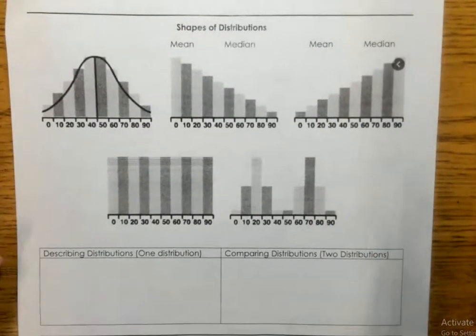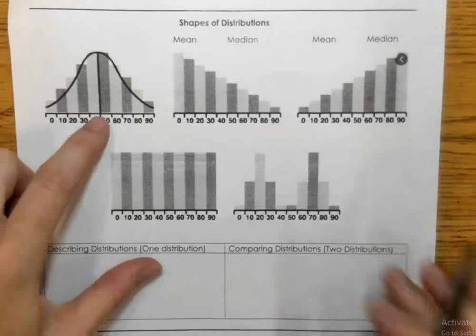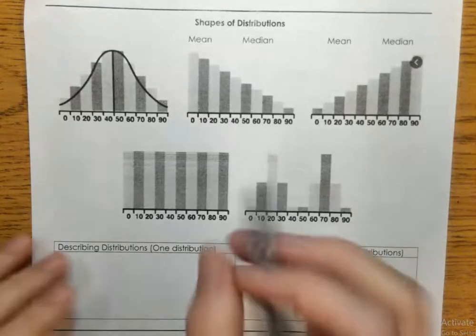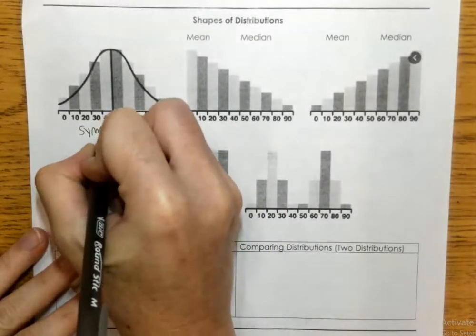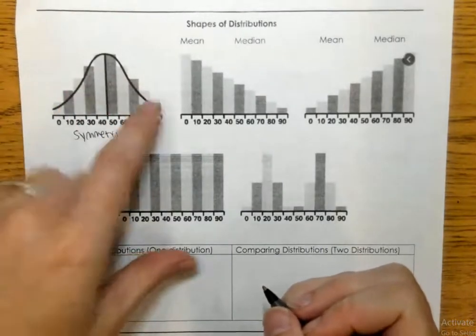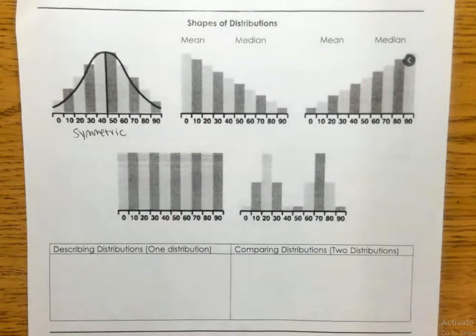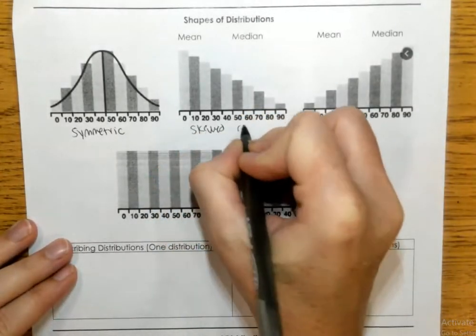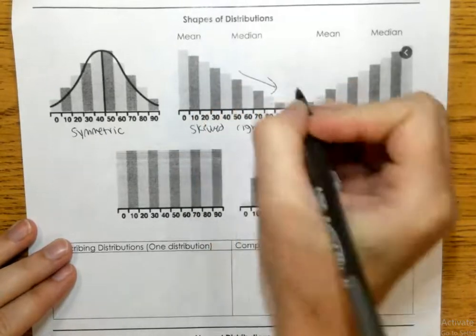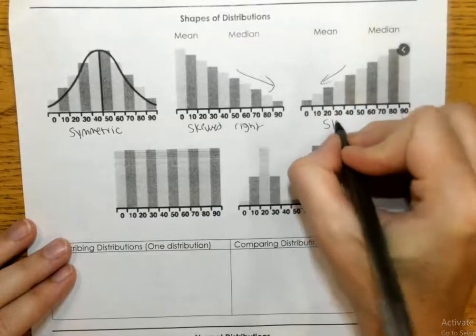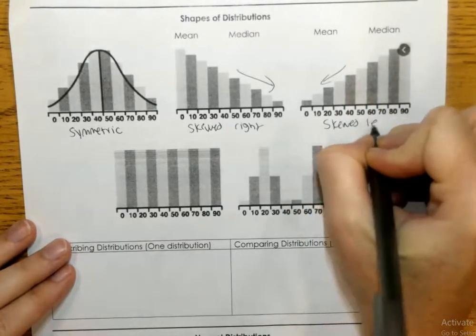All right, shapes of distributions. Go ahead and tell me, what is this shape? All right, I hope you selected symmetric. I draw a line down the middle, and it's about roughly the same on either side. What about this one? All right, I hope you said skewed right. Remember, it's skewed in the direction of the tail, and the tail is to the right, which makes this one skewed left because the tail is to the left.